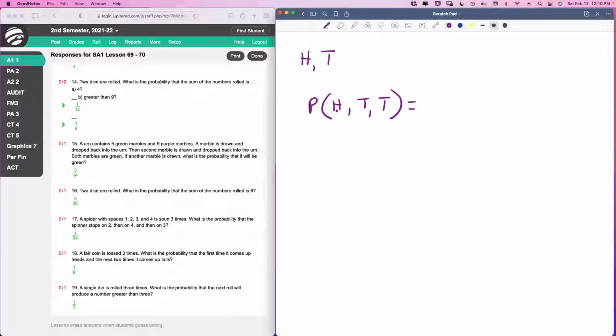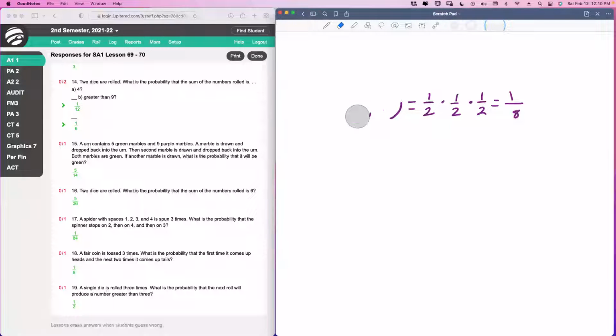The probability that it'll be heads is 1 out of 2. The probability that it'll be tails is 1 out of 2. The probability that it'll be tails again is 1 out of 2. 1 times 1 times 1 is 1. 2 times 2 times 2 is 8. 1 out of 8. All right, let's look at the very last one.